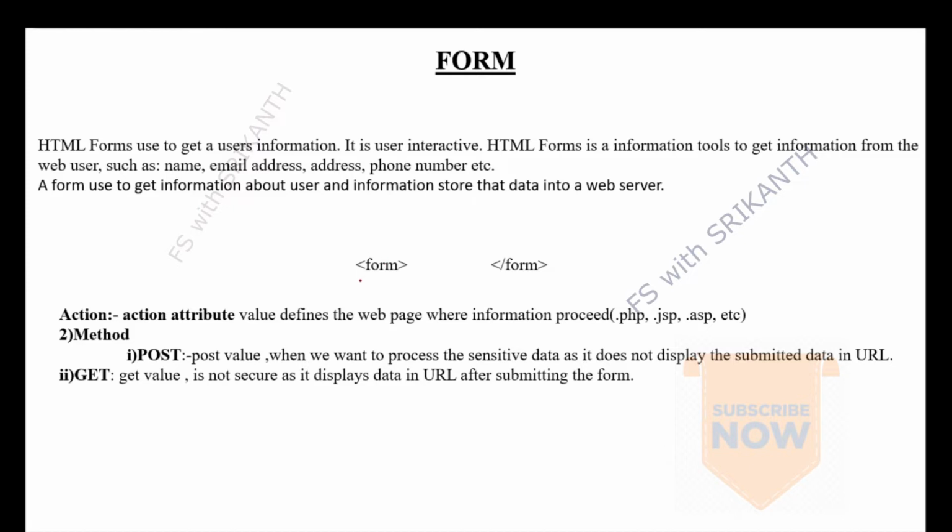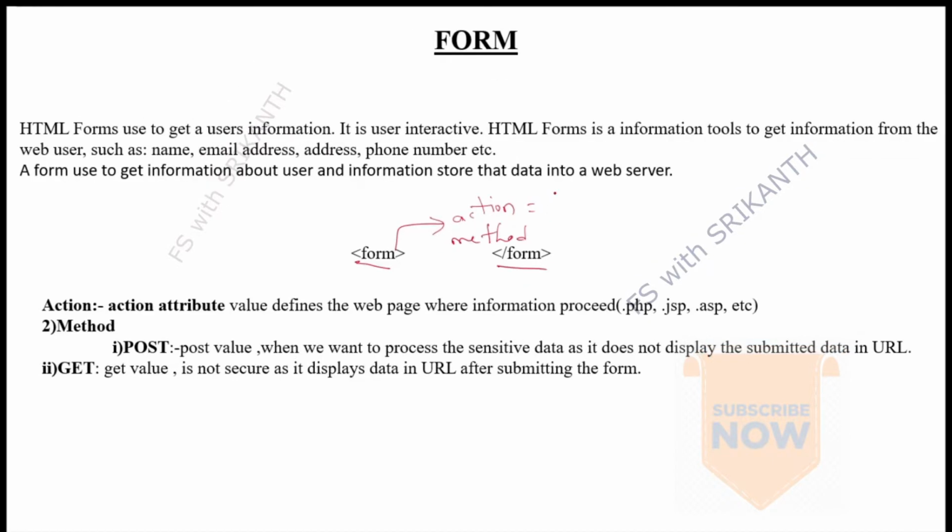Here, this is a form tag. Forms are designed with the help of this form tag. This form tag has two important attributes, that are action and method. For action, we are providing the URL of the server, like a Node.js server or a Java server. And this method has two important values, that is get or post. Two HTTP methods are available.